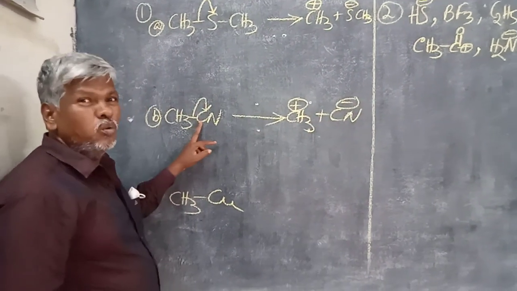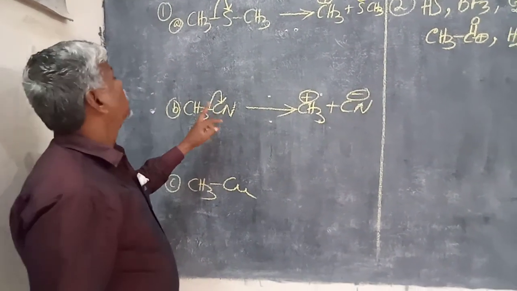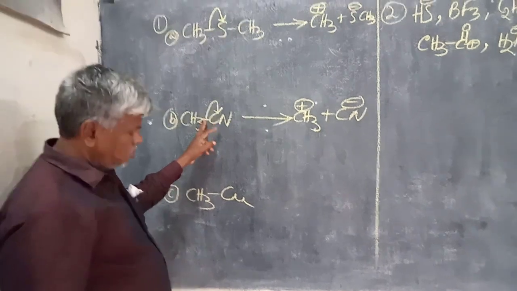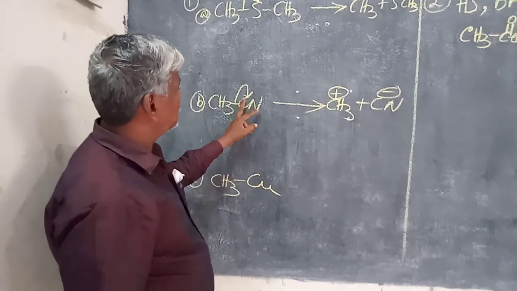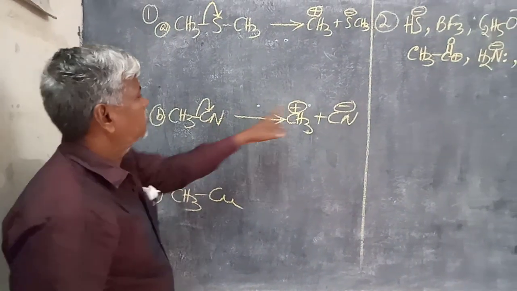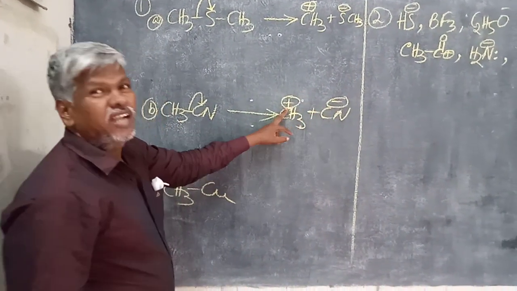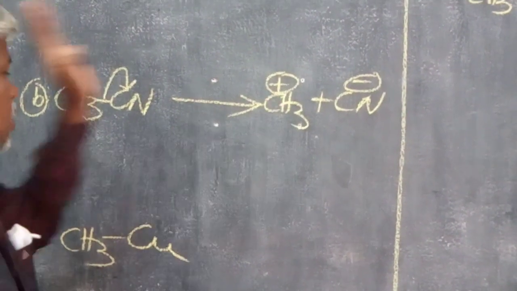Because this cyanide group is an electron withdrawing group, naturally during the heterolytic cleavage, the bonding electrons are shifted towards the cyanide. Therefore, cyanide gets minus charge and the methyl group gets positive charge.